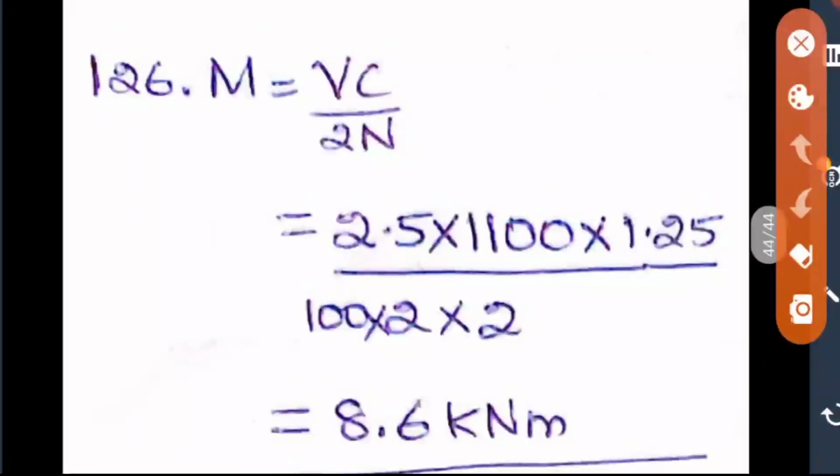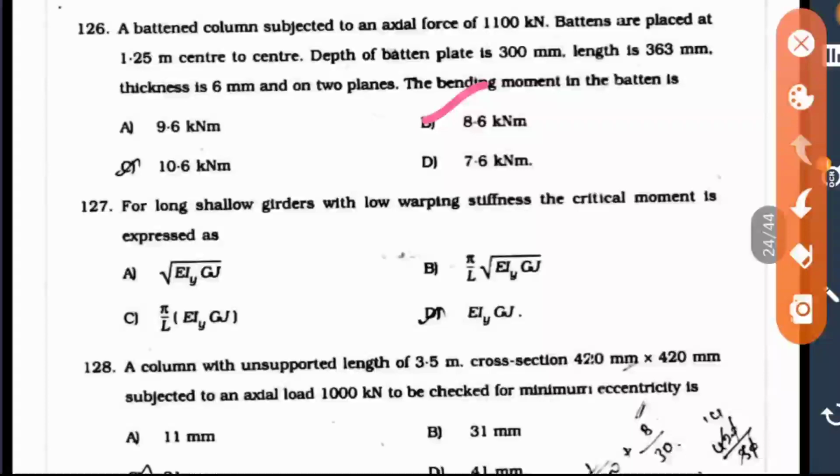V means it is 2.5 percentage of the axial load. So that is the value for V. So I have written 2.5 by 100 because it is a percentage of the load, 1100, into C. C is nothing but the spacing. So it is 1.25 meter, by 2, and n is the number of plates. So here they have given 2 plates. So the answer is 8.6 kilonewton meter. So option B is the answer.